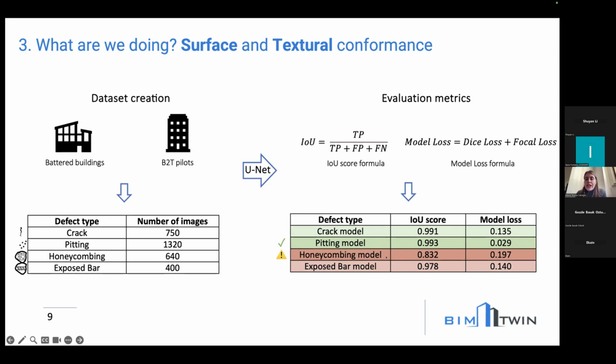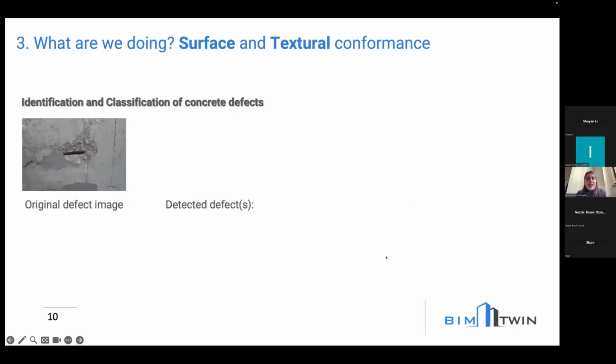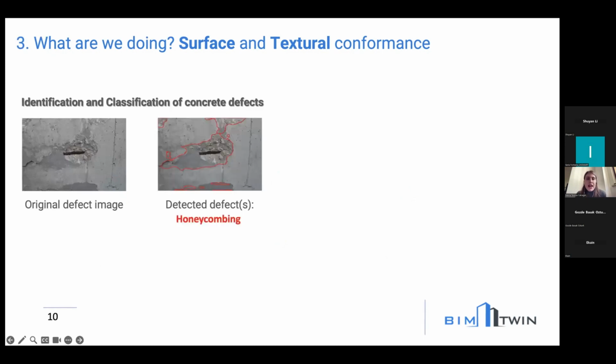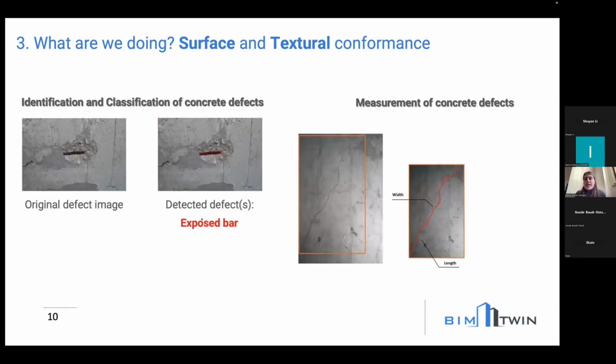So in depth, what we are doing with our service is going on an original image and identifying different kinds of defects. In this case, honeycombing, pitting, cracks, and exposed bar. In this example, we have a measurement of concrete defects. In this case, it's a crack on a wall, so the identification of the crack is performed, and we can see the identification of width and length.